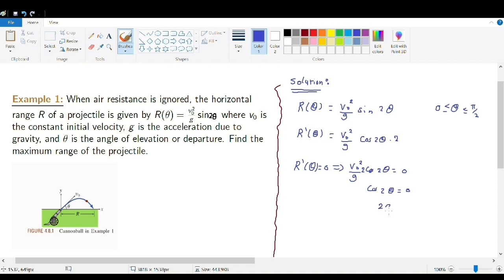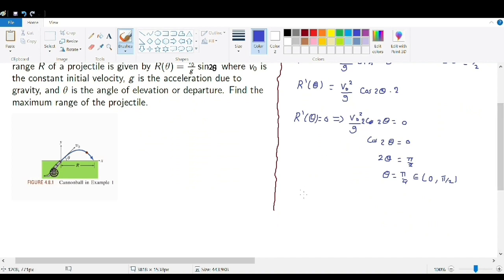So 2 theta equals pi/2 in this interval. But we want to find theta, not 2 theta, so we divide by 2, and theta equals pi/4. We need to check: is pi/4 in this interval? Yes, it is in the interval from 0 to pi/2, so we can take it as a critical number. Because our function is continuous and defined for any value from 0 to pi over 2, we can now test the function for the maximum and the minimum.